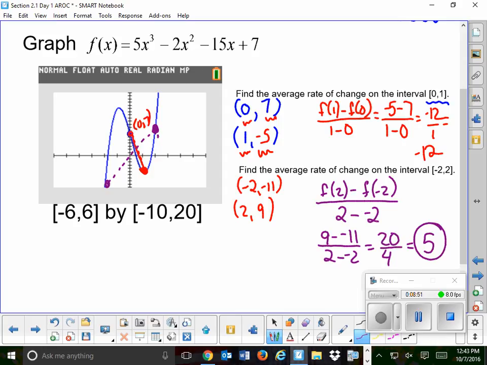And your homework now is to do the average rate of change worksheet. It has to be done in class on Monday.